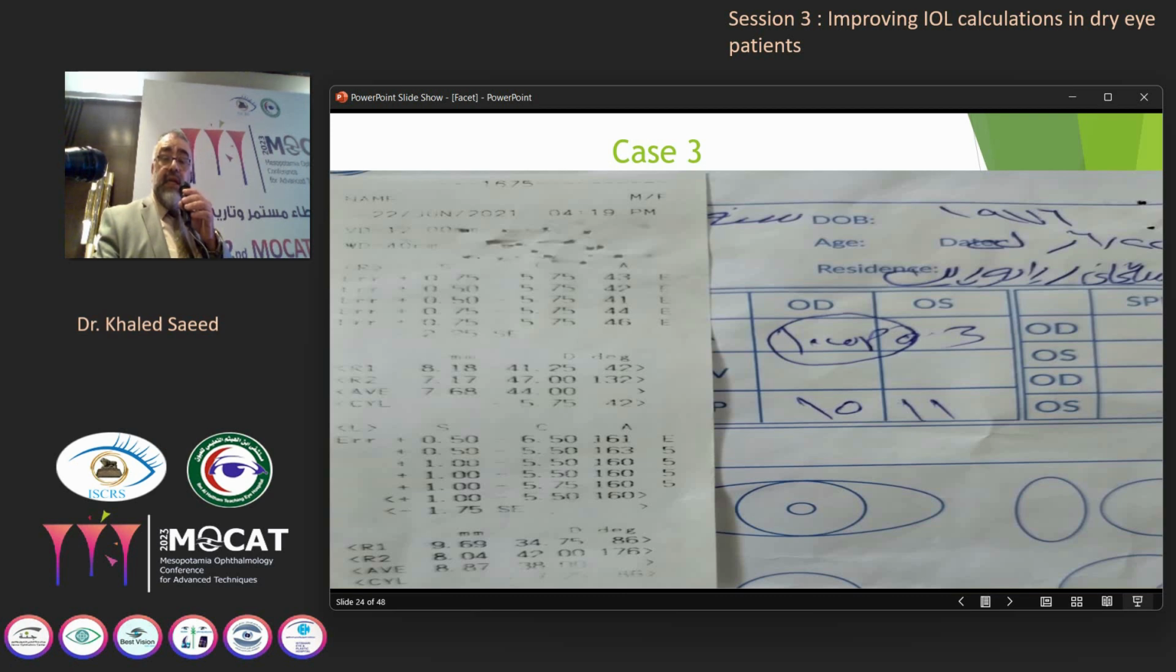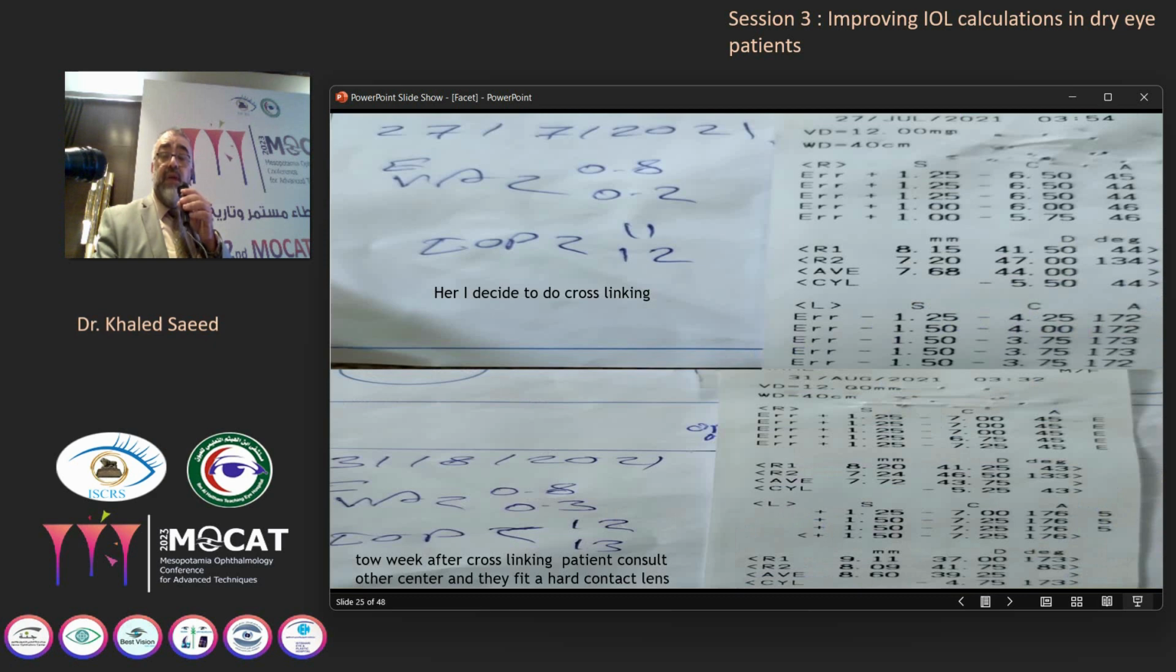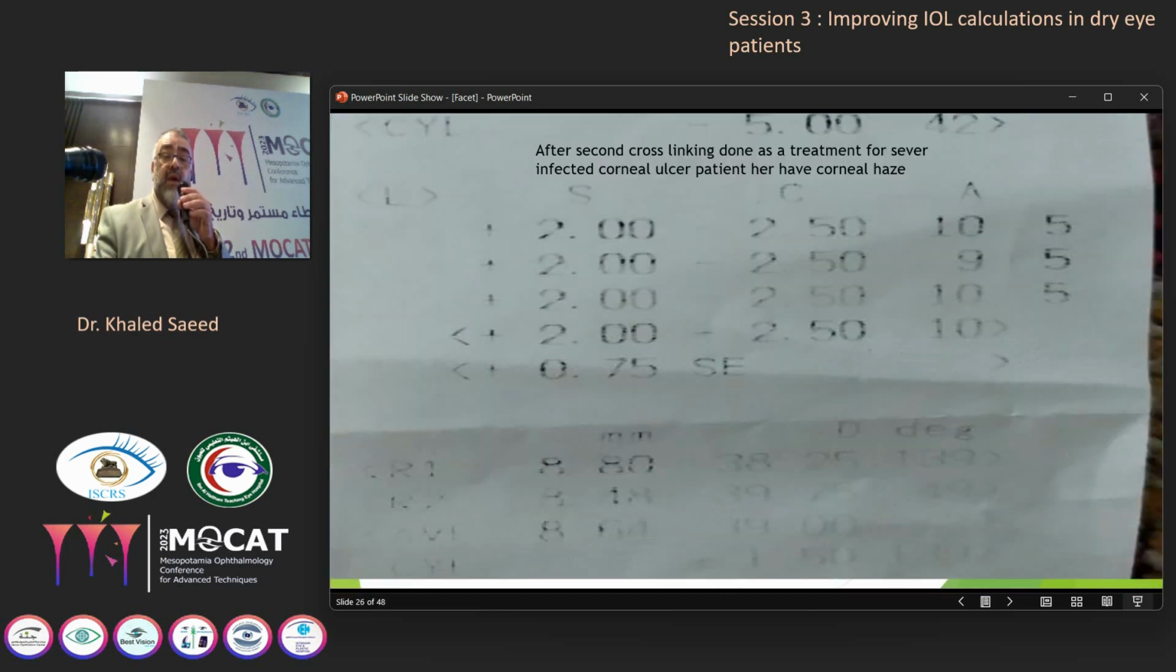And another case, I want to give you just the summary of another case, with this patient with history of cross-linking, and after the cross-linking, history of LASIK, and then she developed ectasia. After the ectasia, I did cross-linking for her. After the cross-linking by a few weeks, because you know that after the cross-linking, the patients usually become worse for a short time, she went to fit contact lenses in another center.